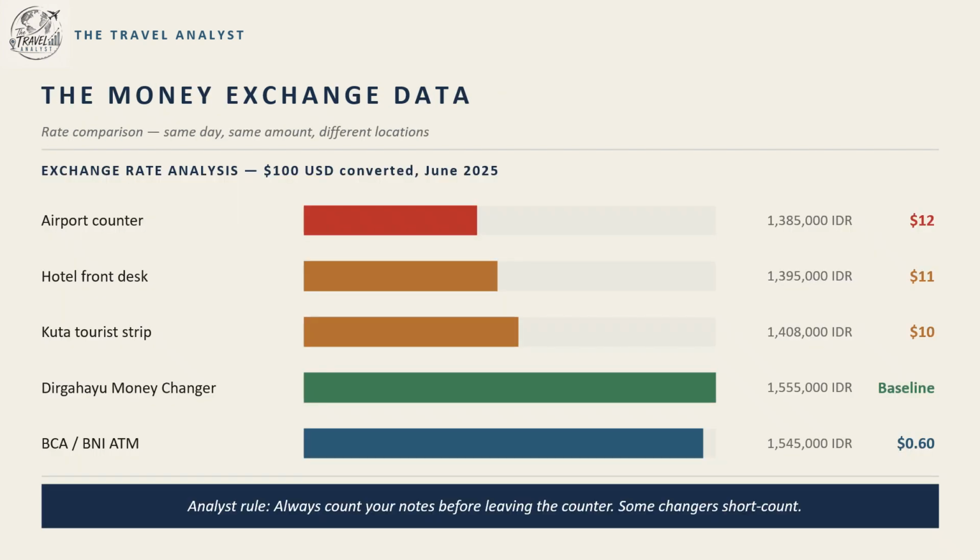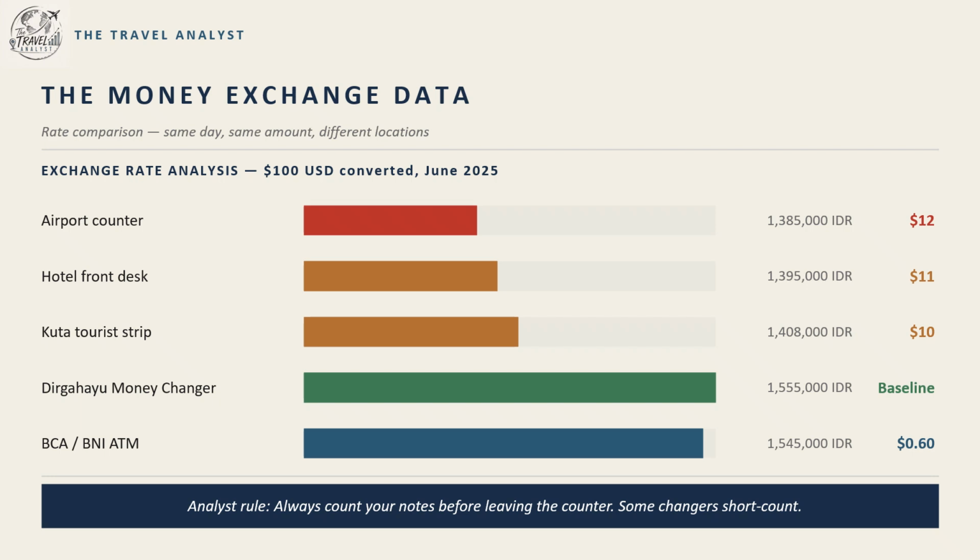I converted $100 at 5 different locations on the same day in June 2025. The airport counter gave me 1,385,000 rupiah. That is a 12% loss versus the best rate available in the city. Hotel front desk, 11% worse. Kuta tourist strip counters, 10% worse.